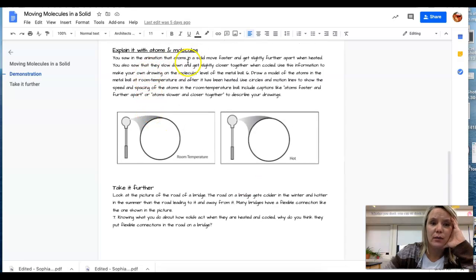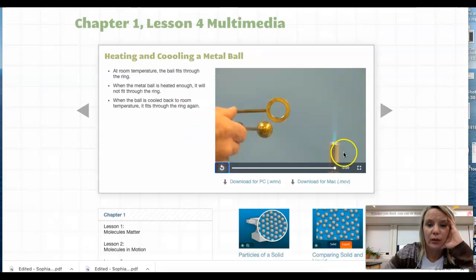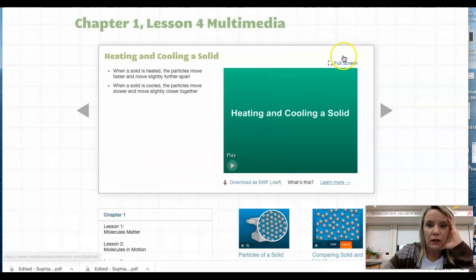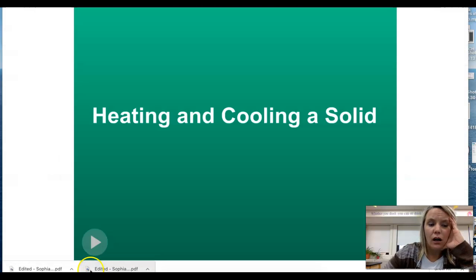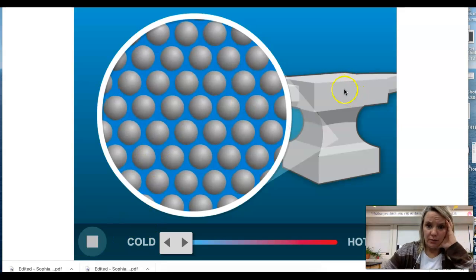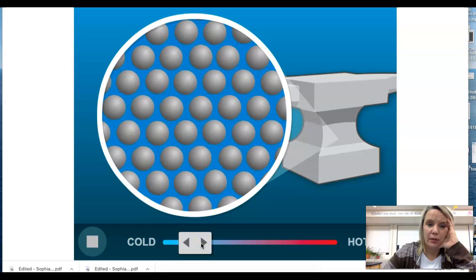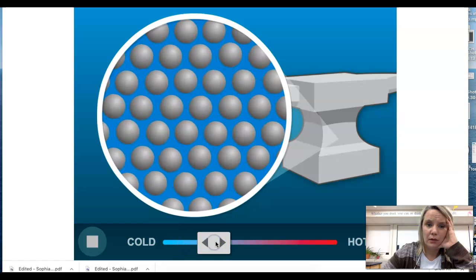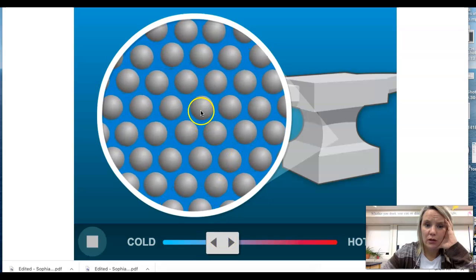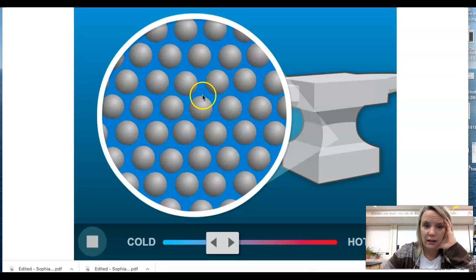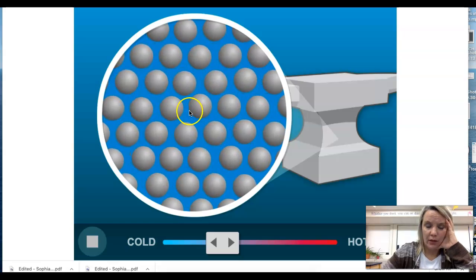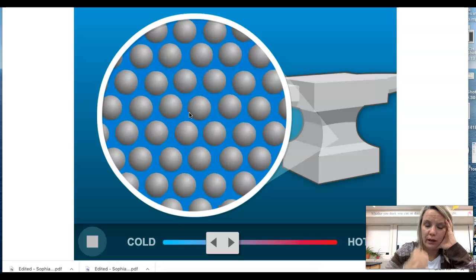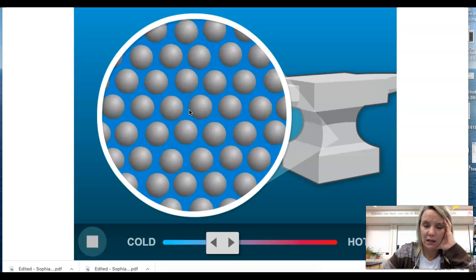All right, it says, you saw in animation that atoms in a solid move faster and get slightly further apart when heated. Well, you haven't seen that yet, but I'll show it to you right now. All right, we'll go to full screen. Here's our solid object again. Molecules are vibrating, they're staying in alignment. If I heat it up, they are moving a little more rapidly. Do you notice that they are getting slightly further apart, right? That would explain why that ball wouldn't fit through the ring. If the molecules expand, they get a little bit bigger.